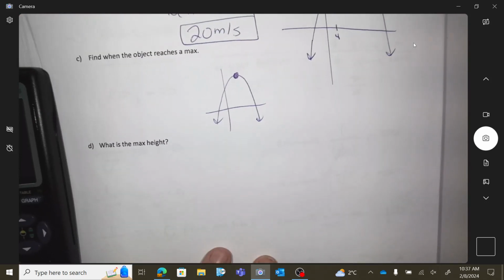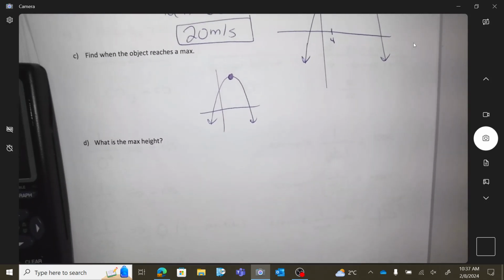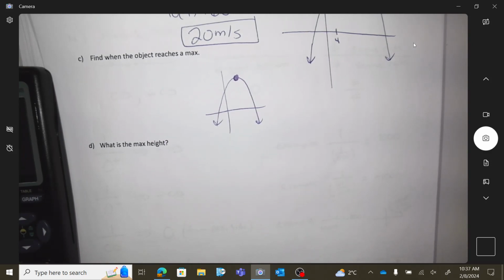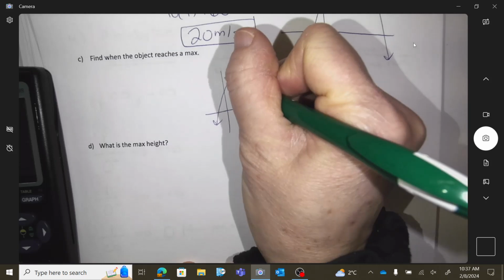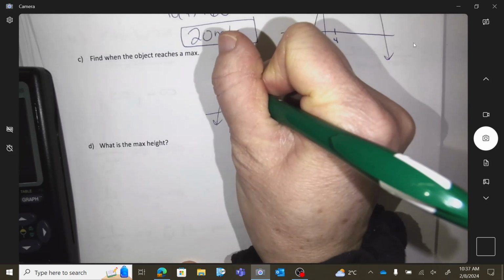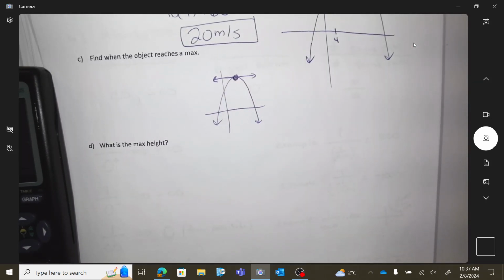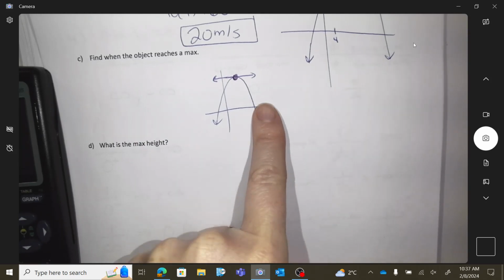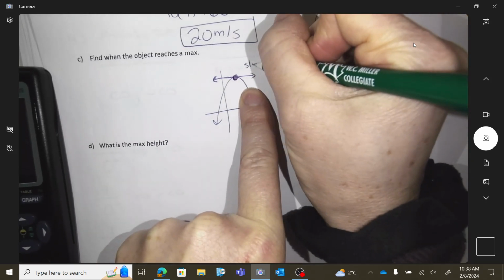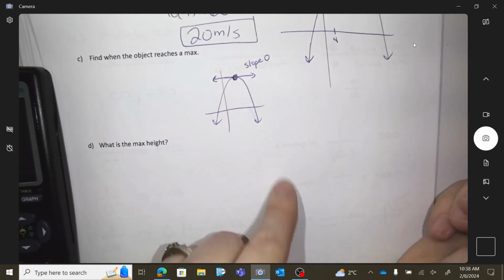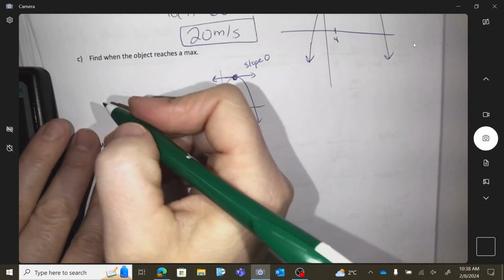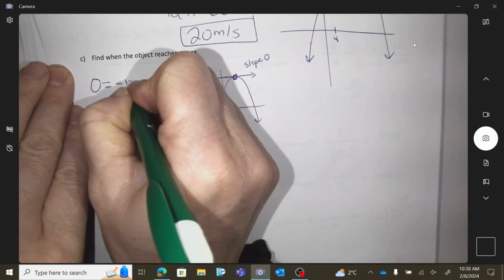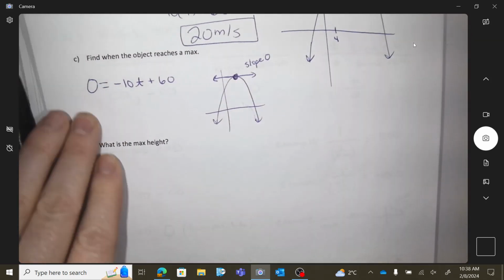So you did this in grade 11. In grade 11, you did negative b over 2a, plug in, that kind of stuff. Okay, obviously we could do that, but we're going to use derivatives. Okay, what do you know about the instantaneous tangent slope right there? The slope is going to be 0. Do you see it? So 0 equals negative 10t plus 60.